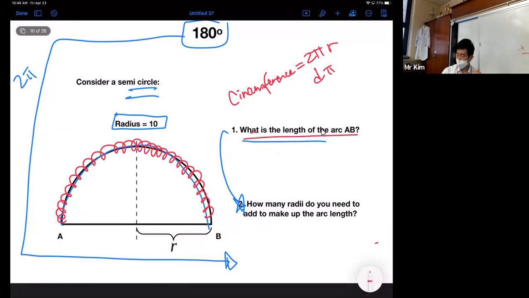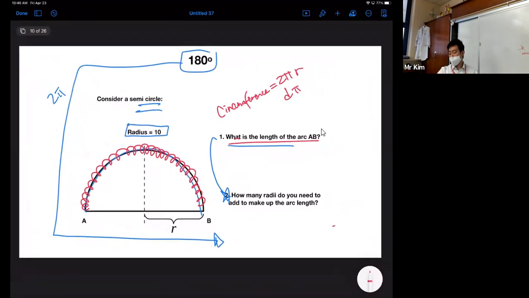Can someone tell me the answer to number 1 here? What is the length of the arc AB? It's just half of the entire pie, I'm talking about the pizza. So the length of the crust of that rainbow shape right there.